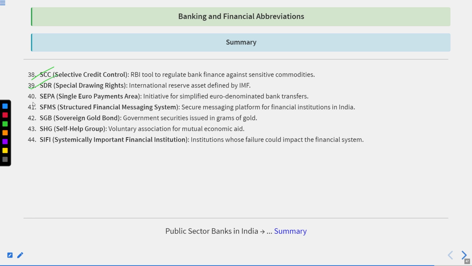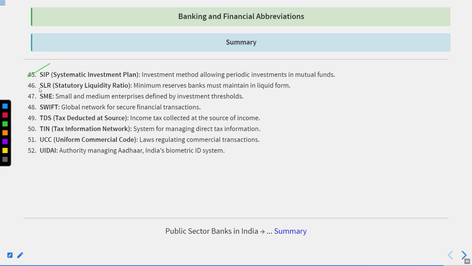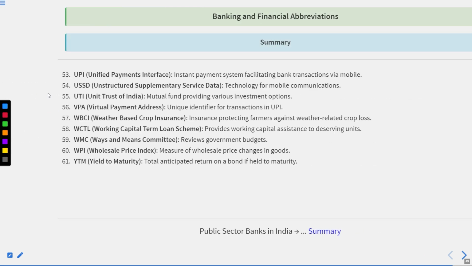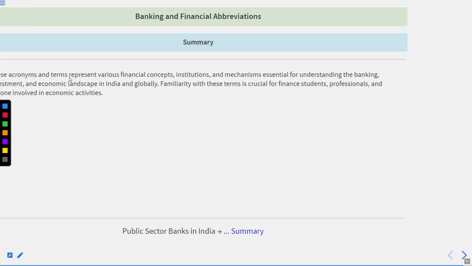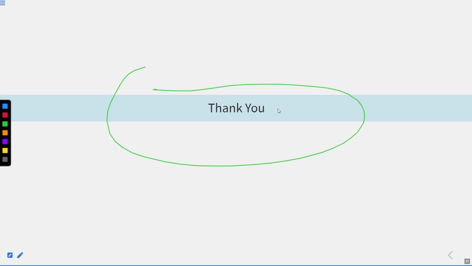Then SCC, STR, SCPA, SFMS, SGB, SHG, SIFI. Then we have seen SIP, SLR, SME, SWIFT, TDS, TIN, UCC, UIDAI. Then UPI, USSD, UTI, VPA, WBCI, WCTL, WMC, WPI, ATM. Okay, so here we have finished the topic.